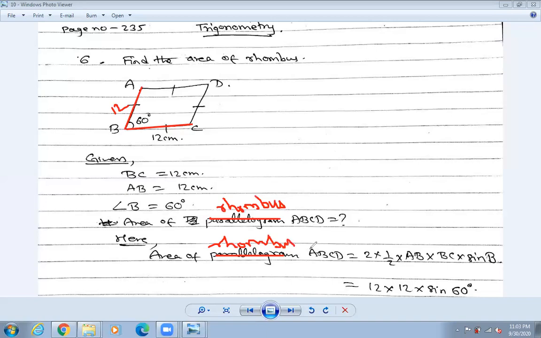Area of parallelogram, so rhombus ABCD equals, so we need to multiply by 2. So 2 into half into formula. So from this point, two sides, that means AB into BC into sine B. So this and this will be cancelled definitely. So AB is how much? AB is 12, BC is how much? 12. And angle B is 60. So sine 60 means how much? It is root 3 by 2.